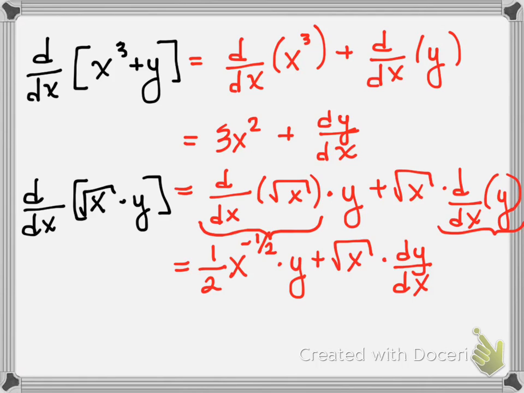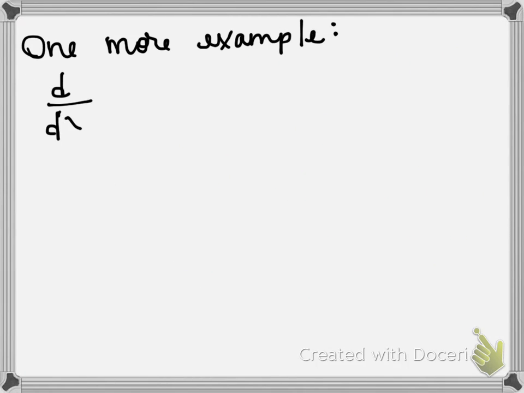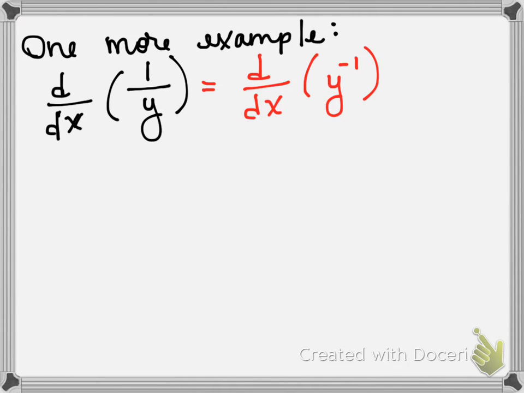Let's do one more. Let's take the derivative of 1 over y with respect to x. In order to take the derivative of 1 over y, some of you might try the quotient rule, and that is perfectly fine. However, it might be easier to think of 1 over y as y to the negative 1. So we're going to take the derivative of y to the negative 1 with respect to x.